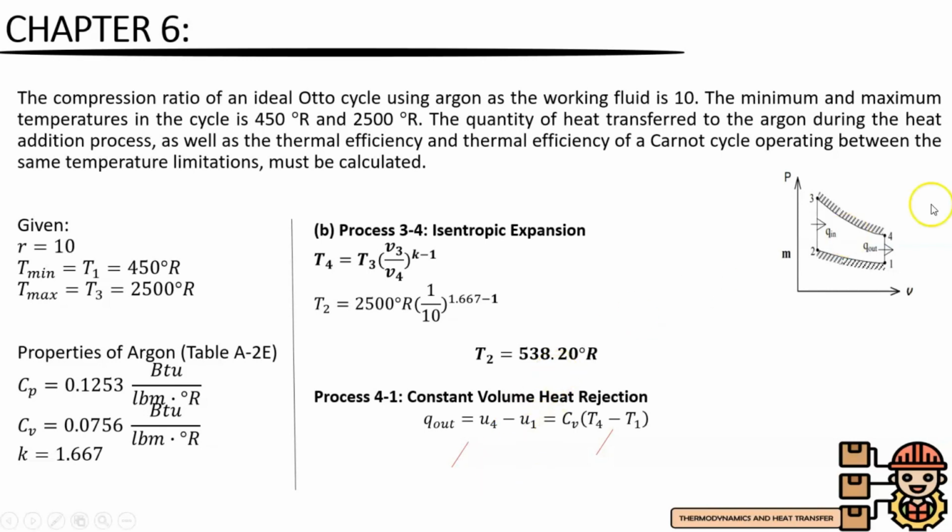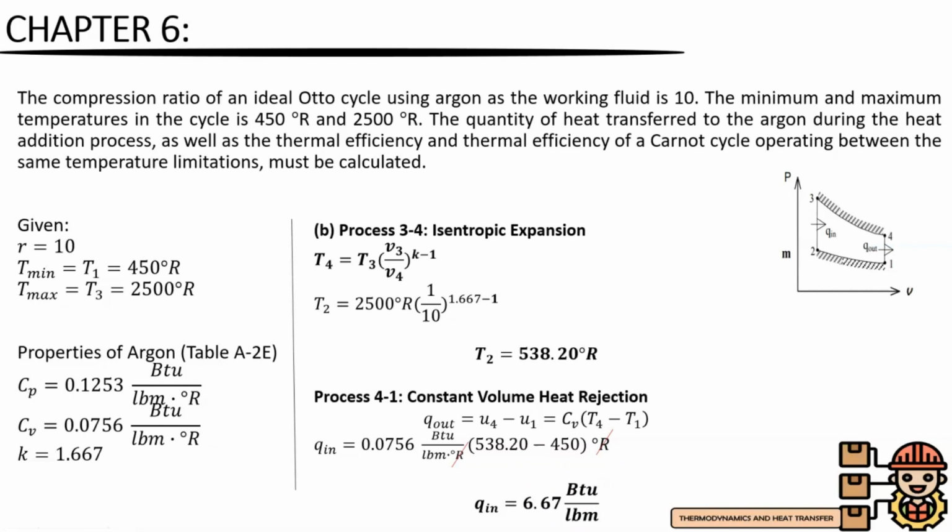So we have Q out here. Q out is equal to the constant volume specific heat times the difference of the temperature at state 4 and the temperature at state 1. So by substituting all the given values, we have 0.0756 BTU per pound mass degree Rankine multiplied by the difference of 538.20 and 450 degrees Rankine. And by simplifying this equation, we get the value of 6.67 BTU per pound mass.